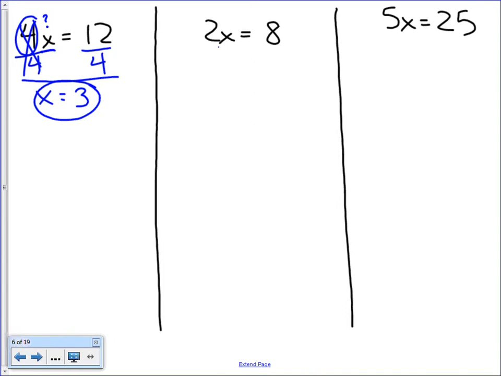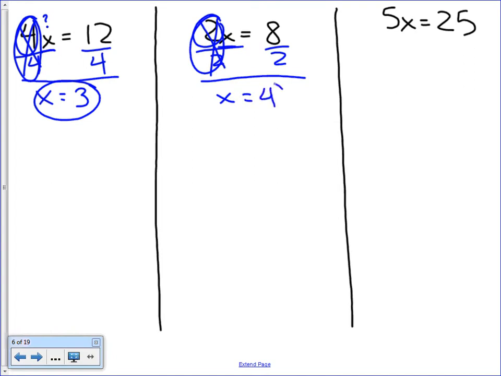The next one here, I've got to get the x by itself, so let's divide by 2 on each side. The 2's are going to cancel, so the numbers like right here, like the 4's, and these ones right here are always going to cancel. So I just have an x on the left side, and that equals 8 divided by 2, which gives me 4.